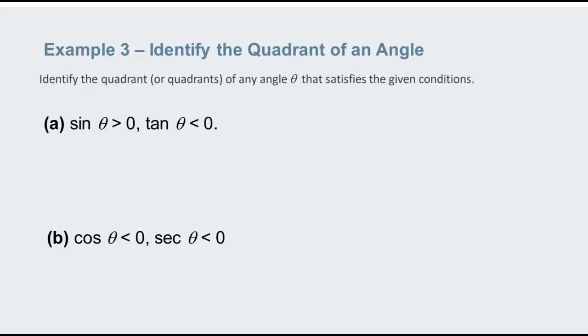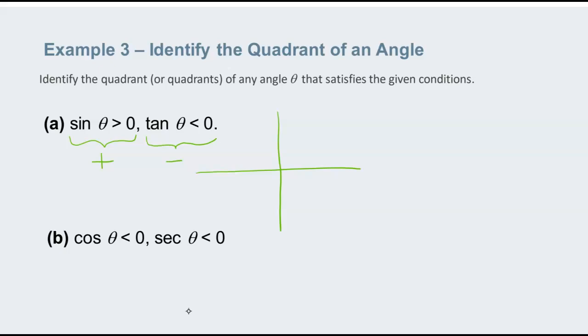Here we have problems that will come up sometimes in applications where we know some things about an angle, but we don't have all the information. This is asking us to use the information to determine what quadrant an angle is in. So the first thing is saying that the sine of an angle is greater than 0. This is saying that the sine is positive. And then this one is saying that the tangent of an angle is negative.